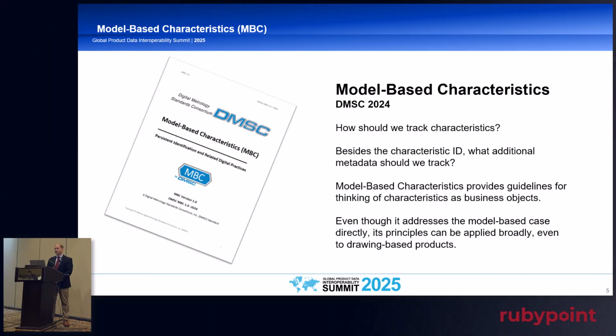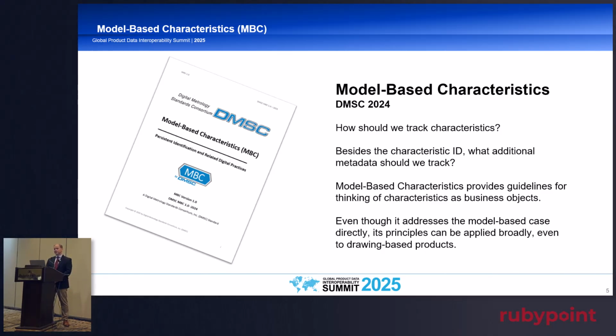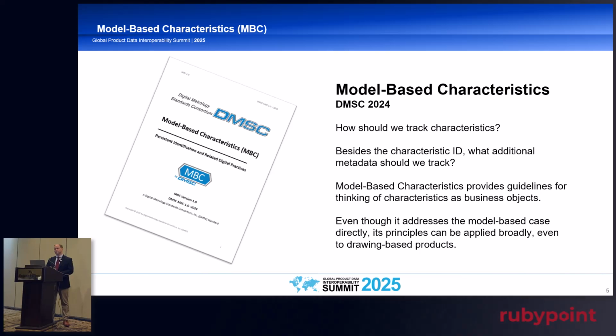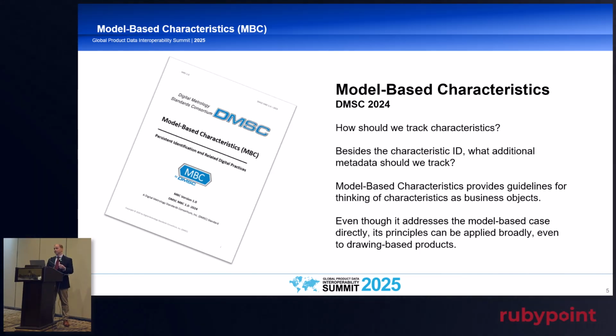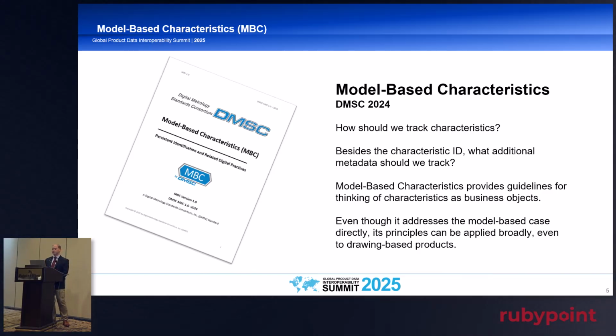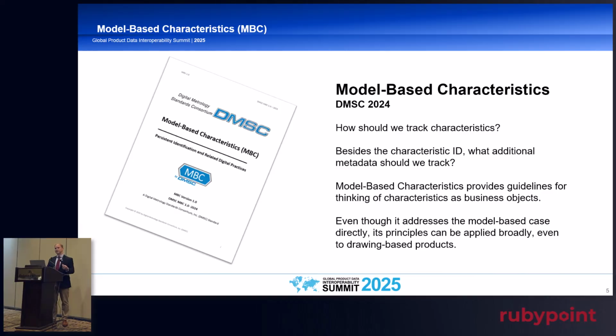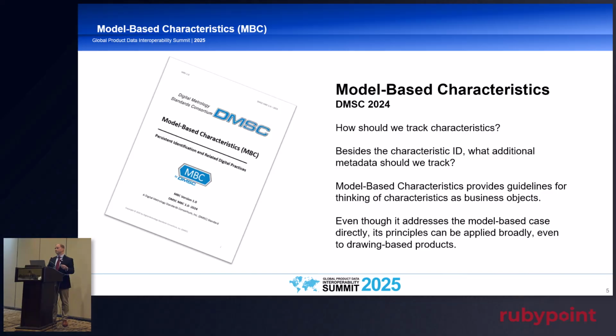The essence of this standard is about, number one, how do we track characteristics? How do we identify a discrete characteristic so that we can track it across our enterprise? And secondly, what are some of the most common metadata that one would want to attach to a characteristic, and what's a standard way that we can specify that metadata?